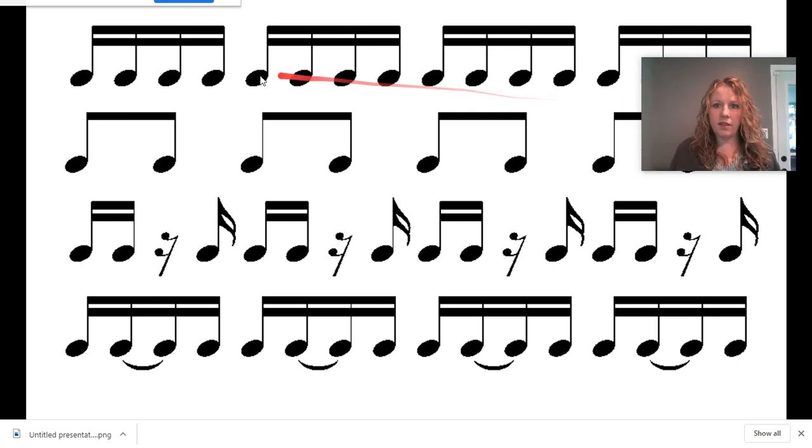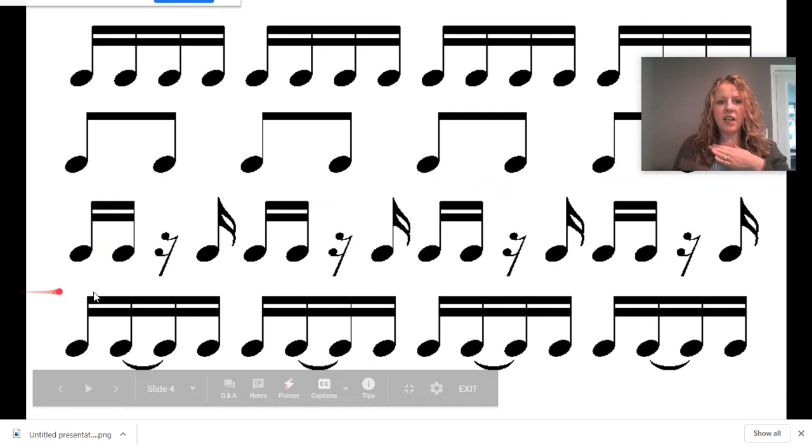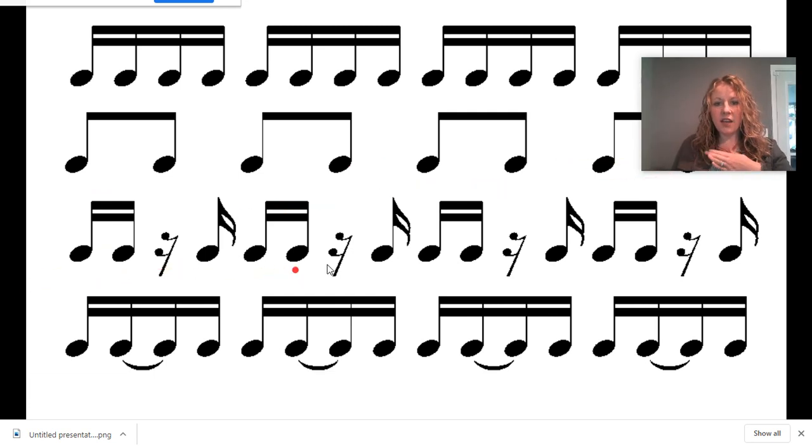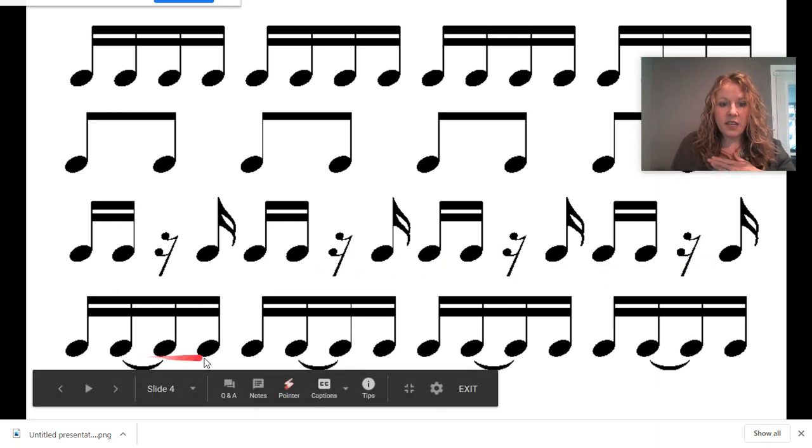Let's try all the lines, starting with line 1. 1 and 2 and ready and go. D D D D D D D D D D D D D D D T T T T T T T T D D D D D D D D D D D T D D T D D T D D T D.